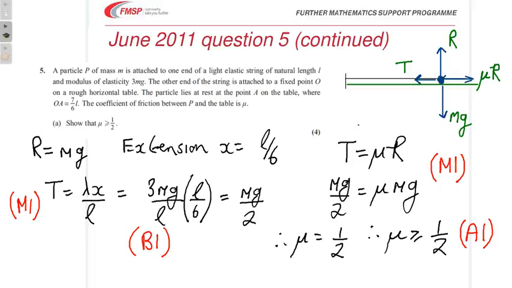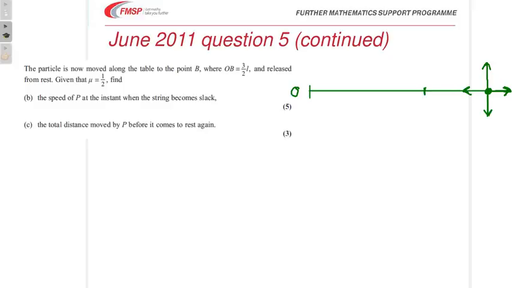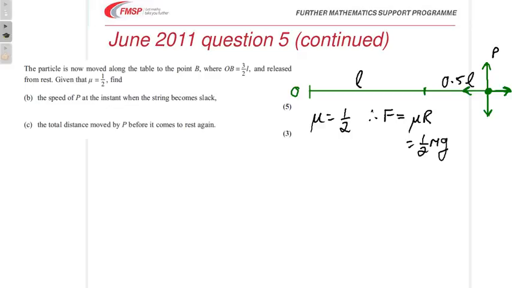Right, on we go. Now here's the rest of the question. So it's moved further along, and now this is 0.5L, the extension here. Let's label that. There's L, there's 0.5L. L is the natural length. And it's released from rest. Mu equals a half here. So the frictional force, if it's released and starts sliding, equals mu R equals 1/2 mg. There's R, there's mg, and there's friction.